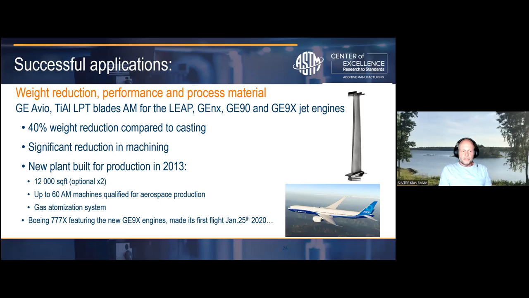So they invested and built a new plant for production of these turbine blades, built in 2013. They have over 60 AM machines just building them. They have a gas atomization unit to make the powder. And of course, the first plane with this engine made its first flight in 2020. So this is the real stuff.